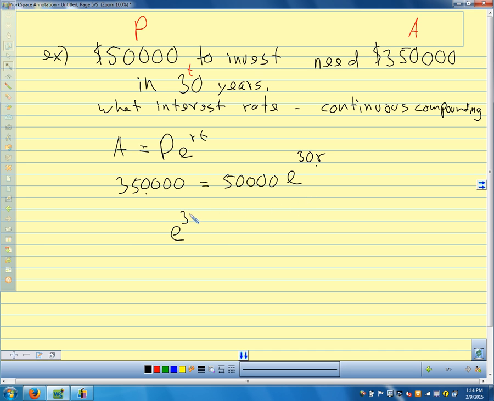So I get e to the 30R equals, in this problem it turns out to be 7. Then we take the natural log of both sides. So 30R equals the natural log of 7. And R equals natural log of 7 over 30, which is about 6.5%. So if we wanted this much money in 30 years, we need to invest it at 6.5%. So these turn out to be exponential equations, but we'll use logarithms to solve them.